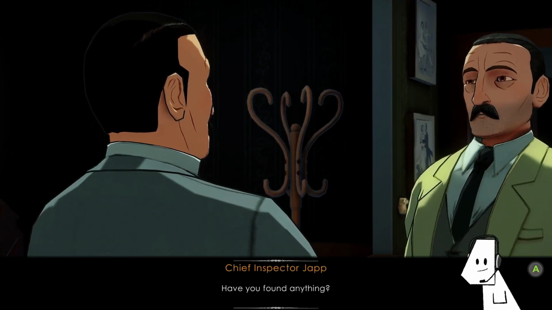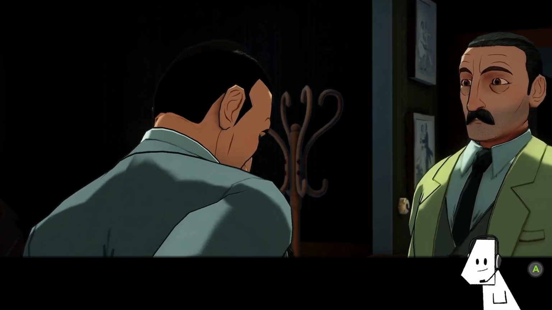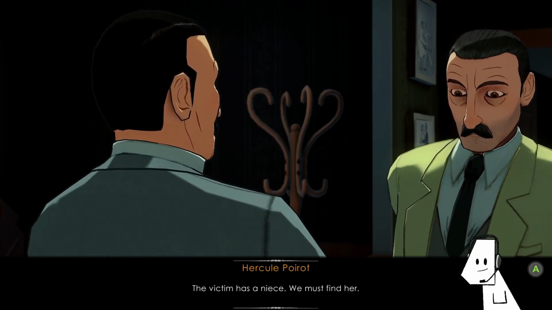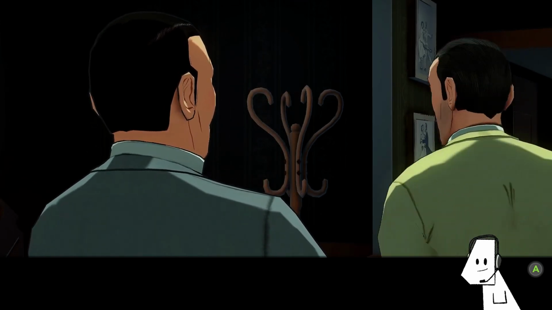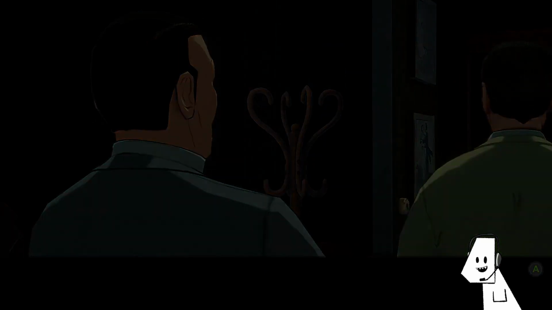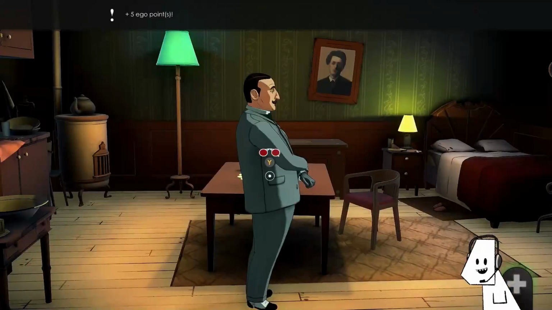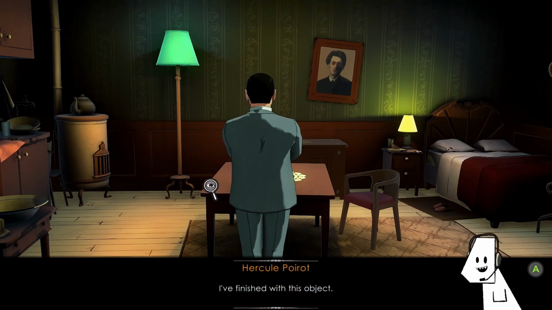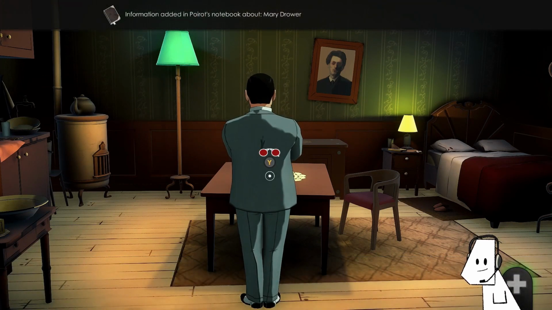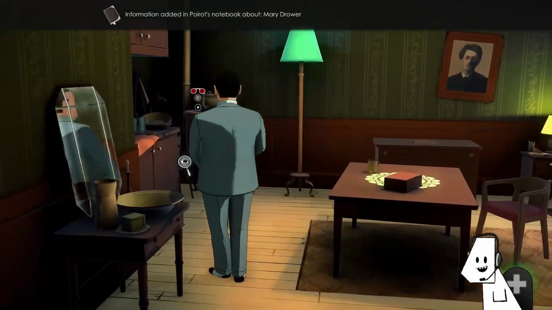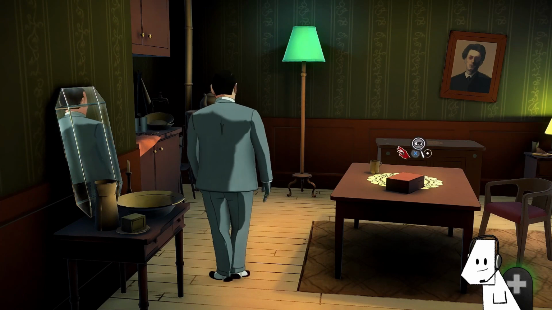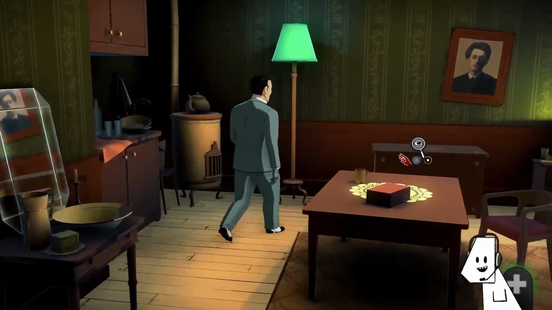Have you found anything? The victim has a niece. We must find her. I love it. No questions asked. Just like, fair enough. I've finished with this subject. But there was a necklace in there, wasn't there? We're just going to ignore the necklace, are we? That might have been something really important, but we'll never know.